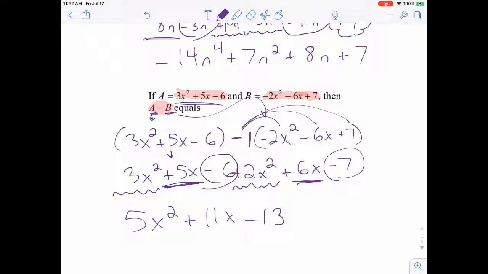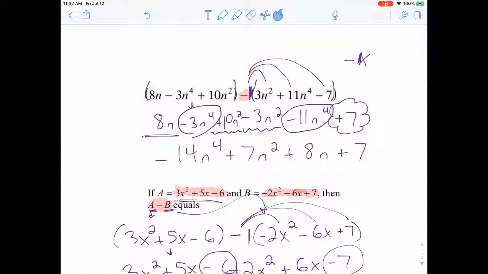Again, the biggest thing here, the biggest step to remember is to distribute that negative sign. Okay, in both examples, that was the only difference between addition and subtraction.